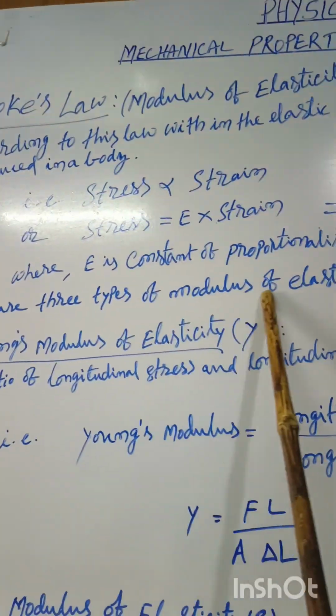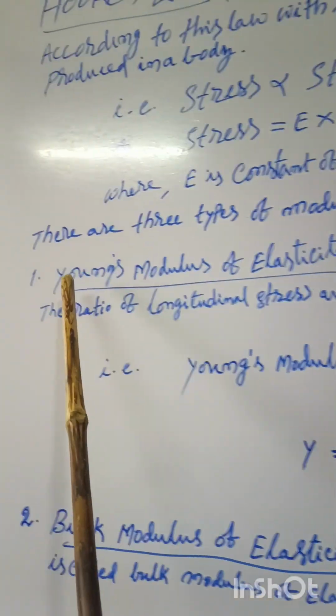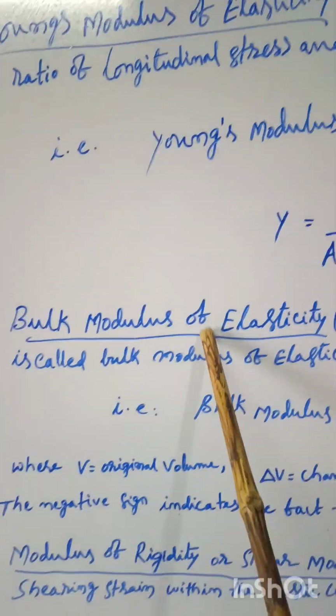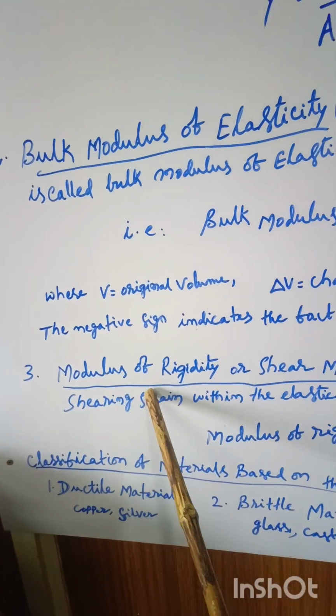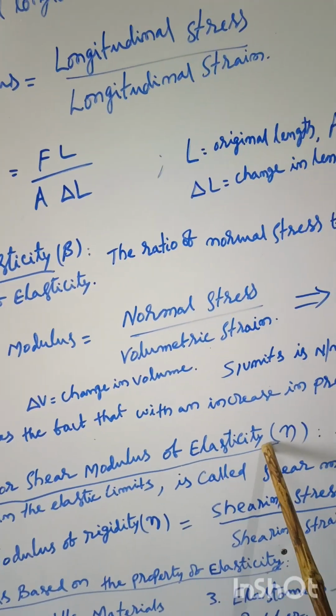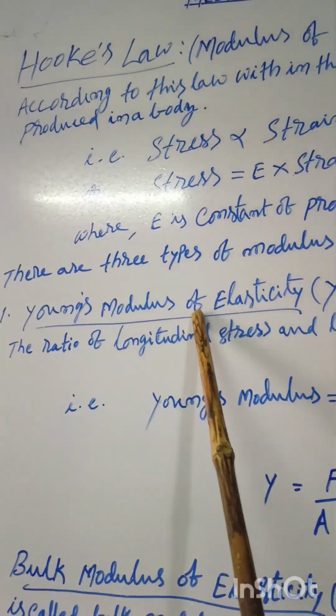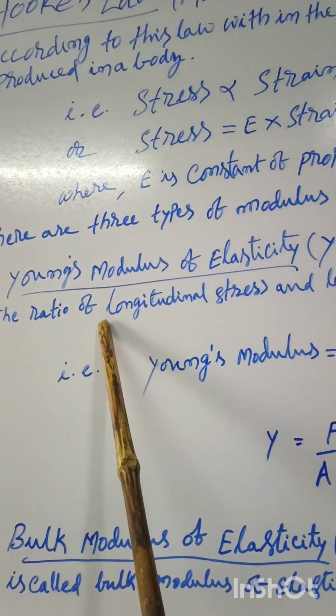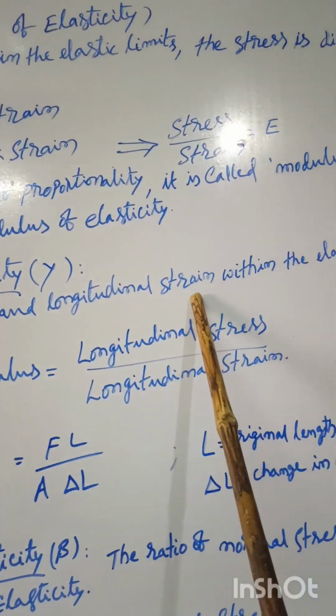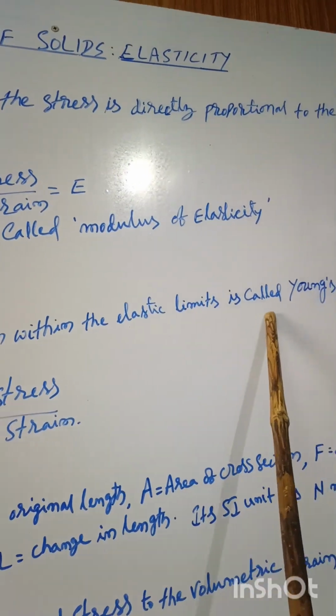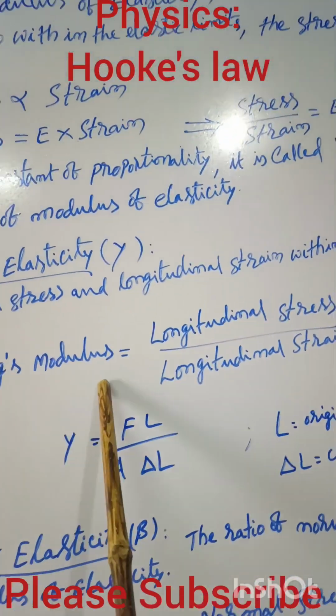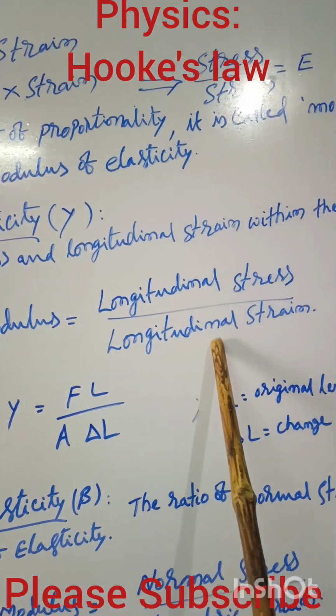There are three types of modulus of elasticity: Young's modulus of elasticity, bulk modulus of elasticity, and modulus of rigidity or shear modulus of elasticity. So we'll see Young's modulus of elasticity first. The ratio of longitudinal stress and longitudinal strain within the elastic limits is called Young's modulus. So Young's modulus is longitudinal stress by longitudinal strain.